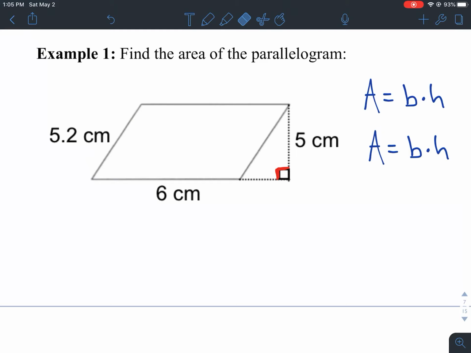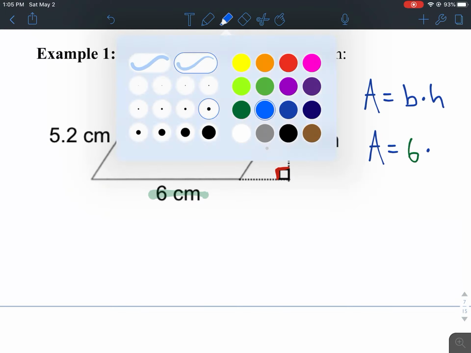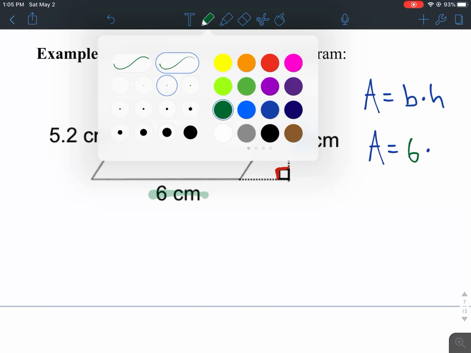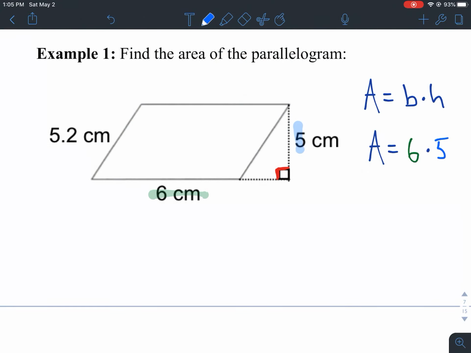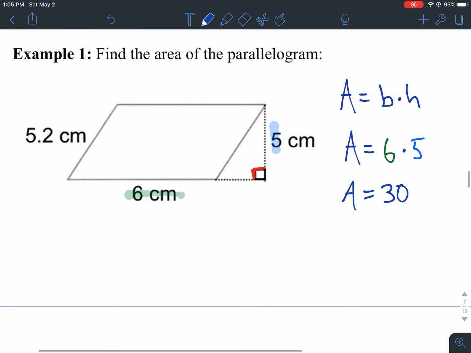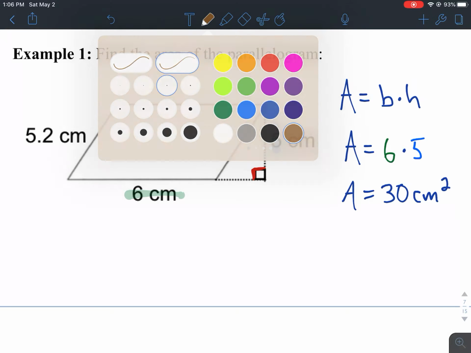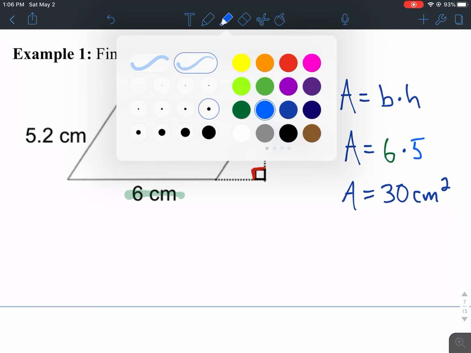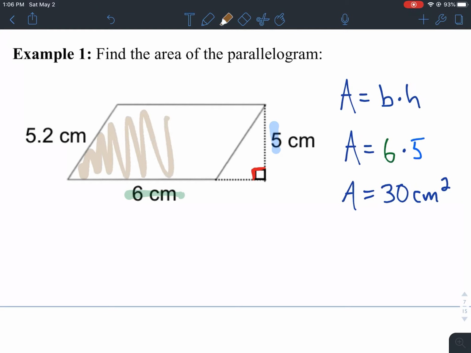So in this case, the area is going to be equal to our base, which is going to be 6, and the height, which is going to be 5. So area for this parallelogram is going to be 6 times 5, which is 30 centimeters squared. Again, what that means is the area is everything we can fit into this parallelogram.